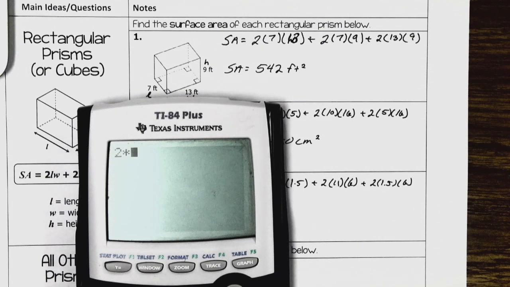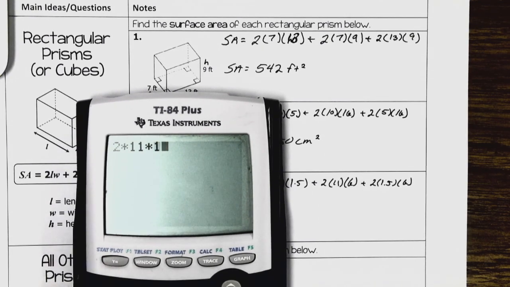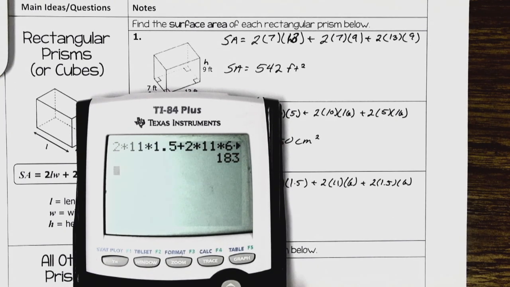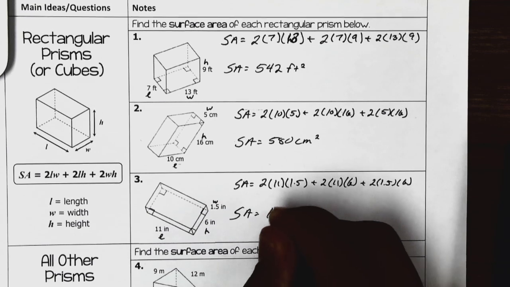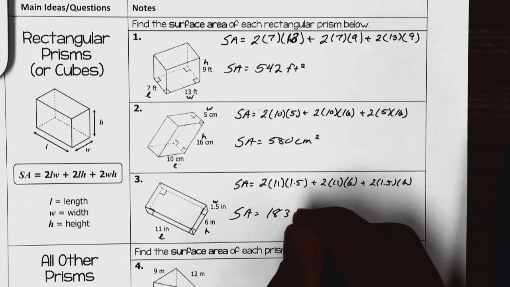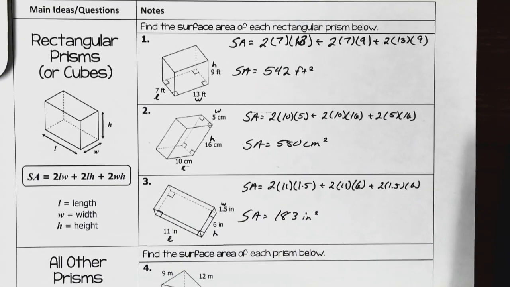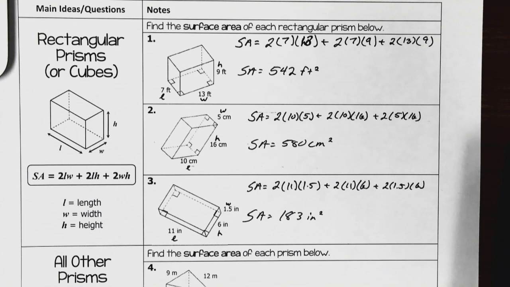So 2 times 11 times 1.5 plus 2 times 11 times 6 plus 2 times 1.5 times 6. Press enter, and there it is, 183. So surface area equals 183, and this is inches, so inches squared. So the rectangular prisms or cubes are pretty straightforward, just plugging in your L, W, and H.